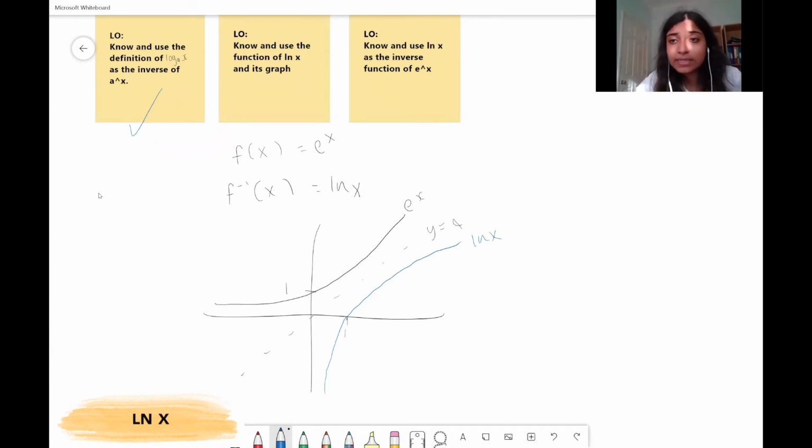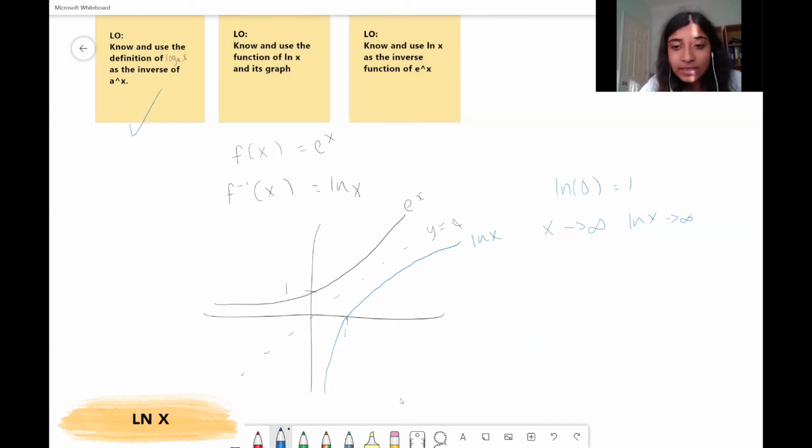So there are some key definitions that you need to know. The first one is that it goes through the point (1, 0), as I said before. So that just means that if you do ln of 1, you just get 0. And then the next thing is that as x approaches infinity, ln x would also approach infinity. So you can see that as you keep on going, as you increase x, ln x would just keep on increasing and increasing towards infinity.